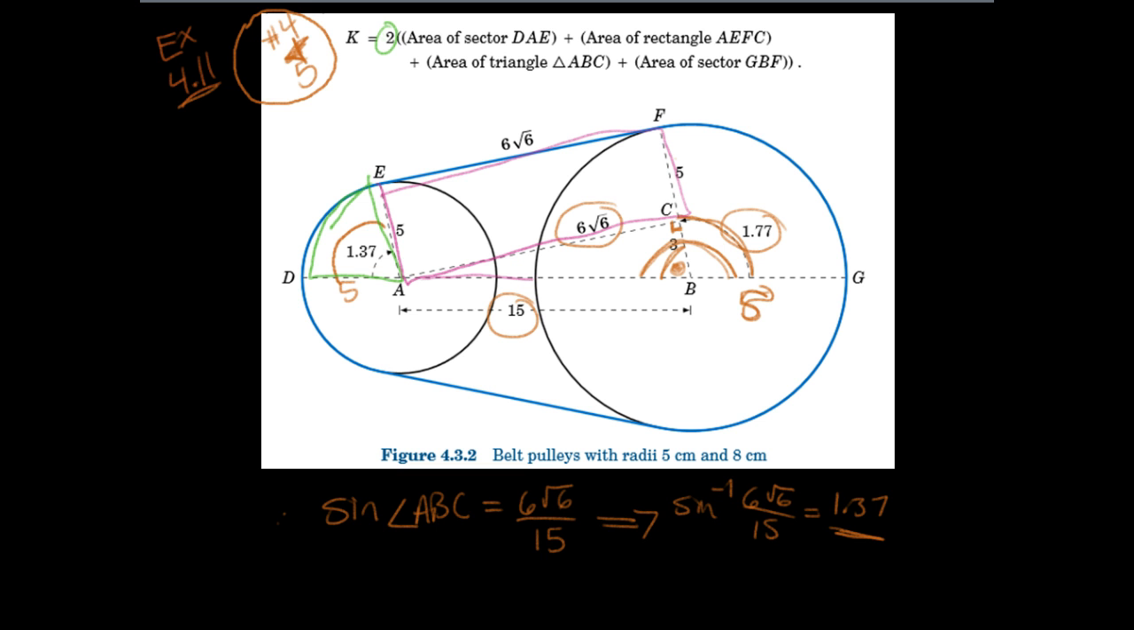plus the area of this right triangle. The right triangle is right here. And because it's a right triangle, 90 degrees, it's just 6 root 6 times 3 divided by 2. And then the last section is the area of this last sector here, sector GBF, they call it. And then if I add up all of those areas and multiply it by 2, I'll get the total area enclosed. So your questions are very similar to that.